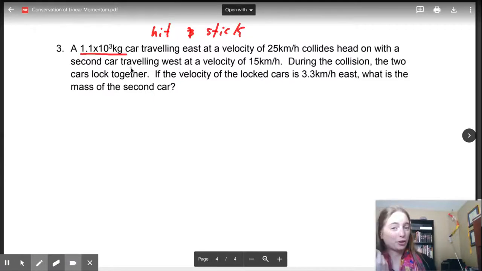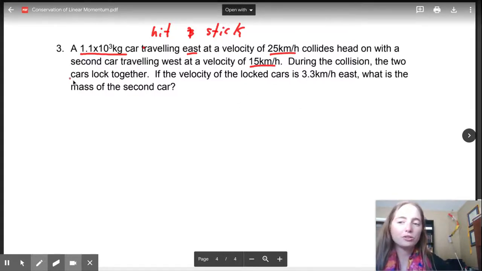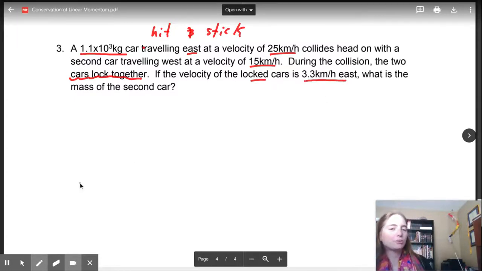And as always, we are going to draw things out. So, a 1.1 times 10 to the power of 3 kilogram car is traveling east at a velocity of 25 kilometers an hour. Collides head-on, traveling west at a velocity of 15 kilometers an hour. During the collision, the two vehicles lock together. That's going to be the key word that is going to tell you that we have a hit and stick. You're going to be told that the vehicles are going to stick together. If the velocity of the locked cars is 3.3 kilometers an hour east, what is the mass of the second car? Okay.